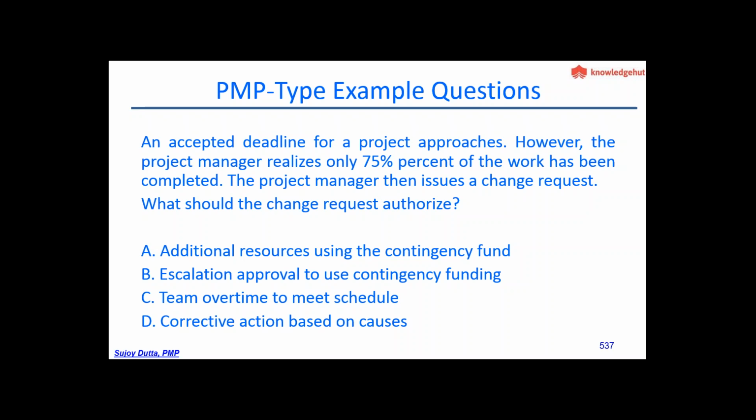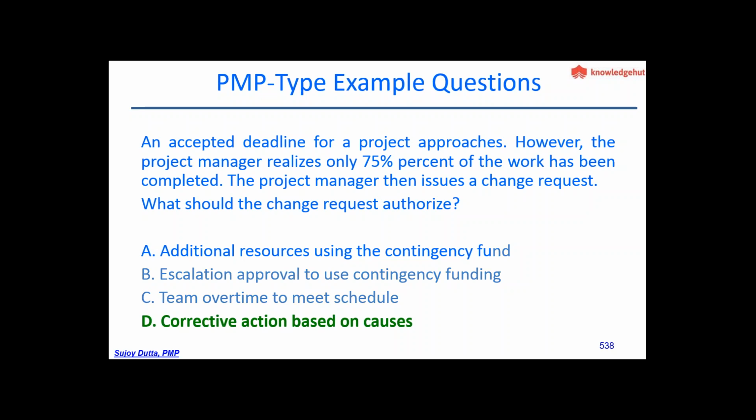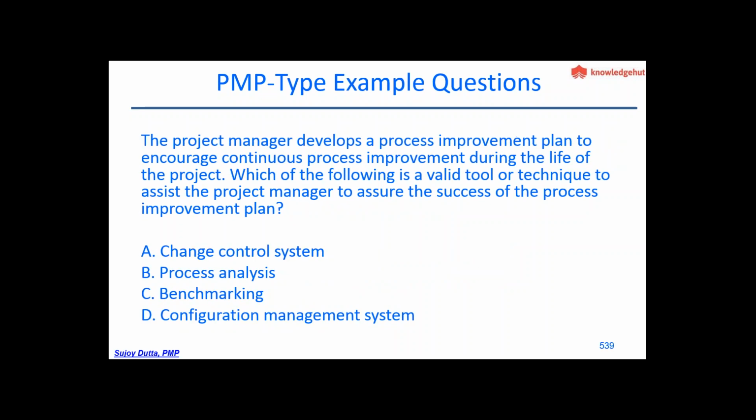It means that the completion of the work is not as per your planned values for those periods of time, for those durations. So you need to catch up with the work that should have been done in those durations, so what you need is a corrective action based on causes. So that's the answer.